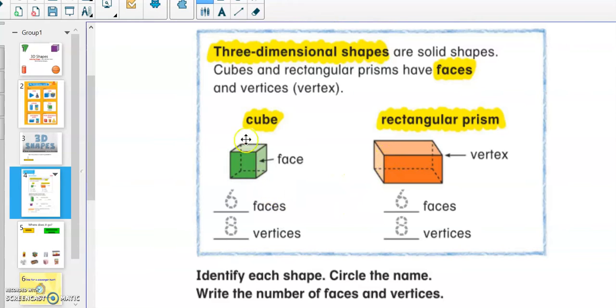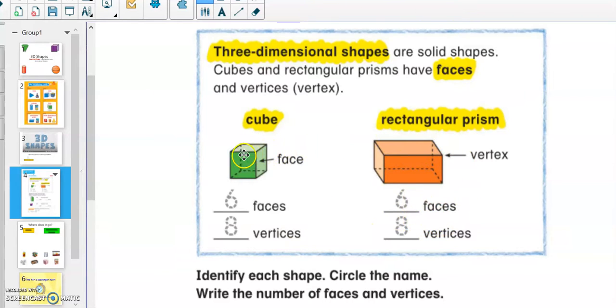So we have a cube right here. This is our cube. So I'm going to say, I have 1, 2, 3 in the back, 4 on the bottom, 5, 1 on this side, and 6, 1 on this side. I have 6 faces. And then let's count the vertices of each shape. So I have 1, 2, 3, 4 vertices on the top, 5, 6, 7, 8. 8 total vertices.